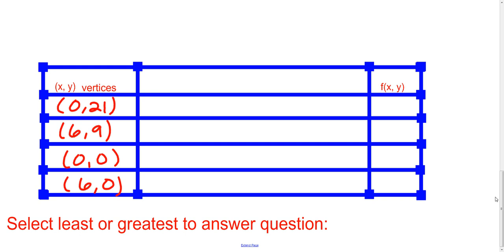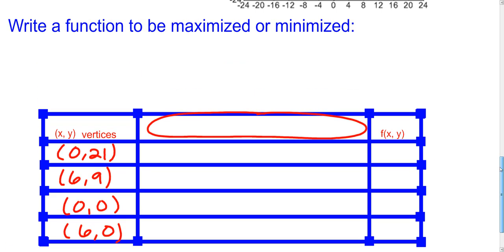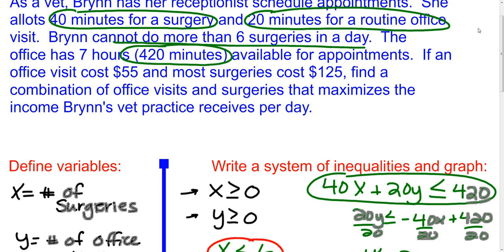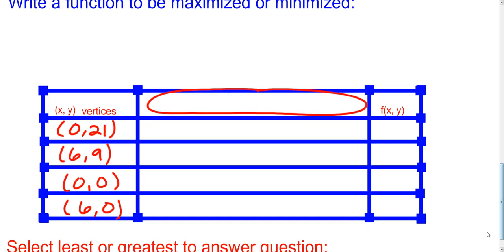Okay, again, those came from the 4 corners. Now, what we're missing here is a function right here. We are trying to either maximize or minimize something. And so if we maximize this, what I'm trying to maximize is her profit, okay? And she gets $55 for every office visit, and she gets $125 for every surgery. So what that would look like is this. I'm just going to put f of x, y. She gets $125 for every surgery, and she gets $55 for every office visit. So that's where your equations are going to come, okay?